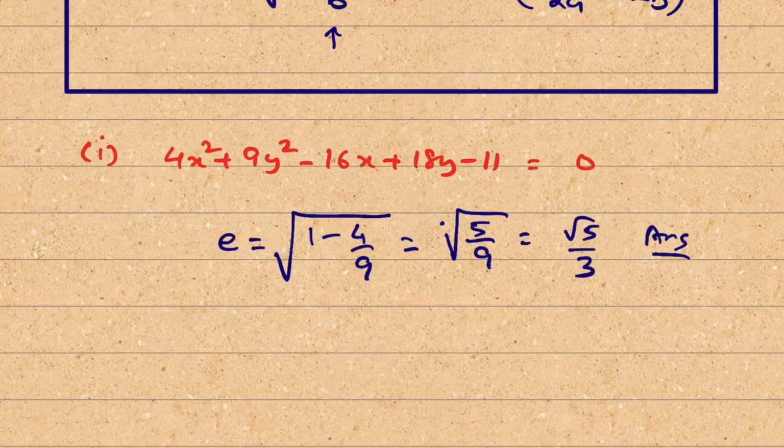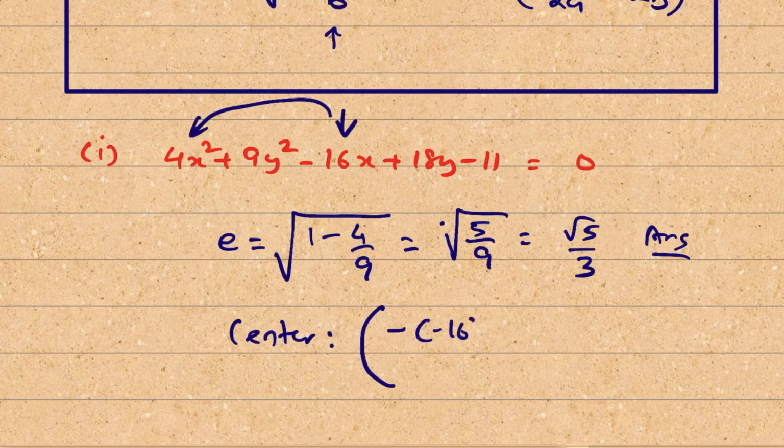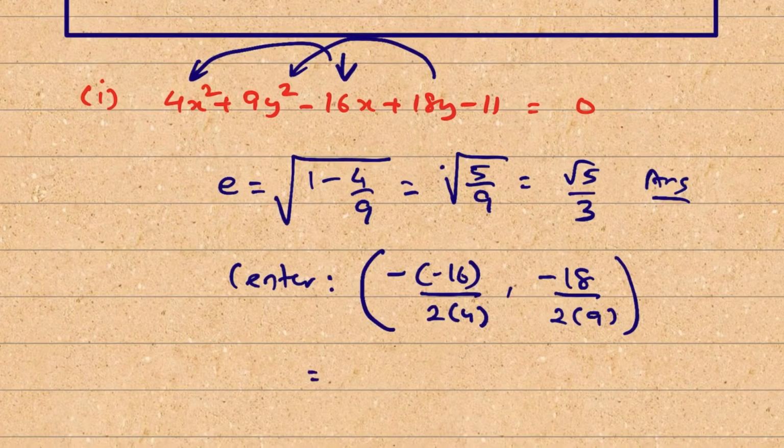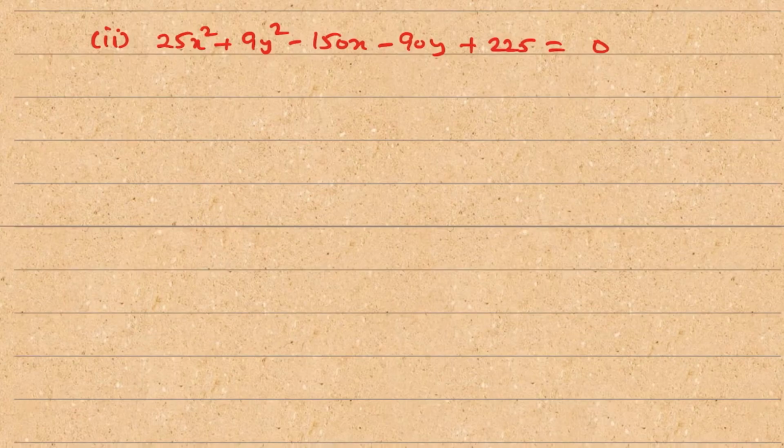Now in order to find out the center, what we can do is simply divide the coefficient of x by coefficient of x square. So I will write minus of minus 16 divided by 2 into 4. Similarly, divide the y coefficient by y square coefficient. So therefore I will write minus 18 divided by 2 into 9. Therefore the center should be, this is plus 16 by 8, which is 2, and then here we will get minus 1. So that is the answer. Easy, right? Let's try another example.